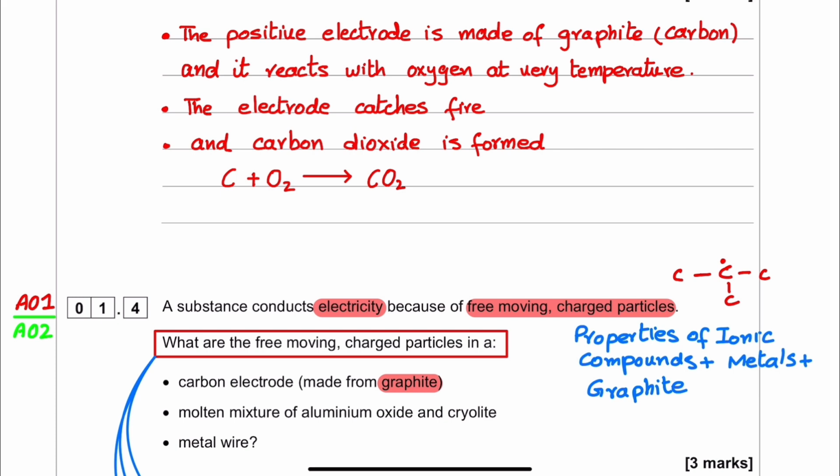In aluminium oxide, free ions are present, like the aluminium ion and the oxide ion. These free moving ions are responsible for the conduction of electricity. In the metal wire, a large number of free or delocalized electrons are present. These free moving charged particles carry the charge with them and are responsible for the conduction of electricity or electric current. Let's see the model answer.